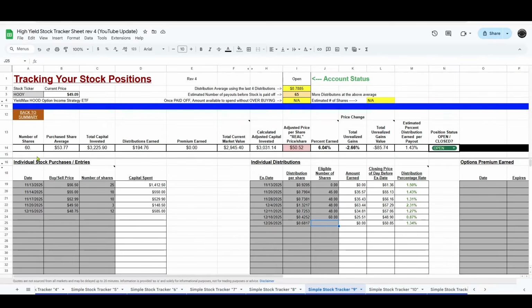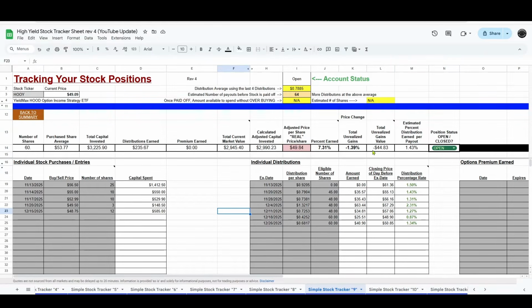For HUI, I have a total of 60 shares. We earned 68 cents on this distribution, so my real price per share of $50.52 now becomes $49.84. Now, with the current price of $49.09, I am still down on this one because my real price per share is $49.84, which is above that current price. Therefore, I am down just ever so slightly in this one. And if I were to sell all my shares, I would lose about $44.